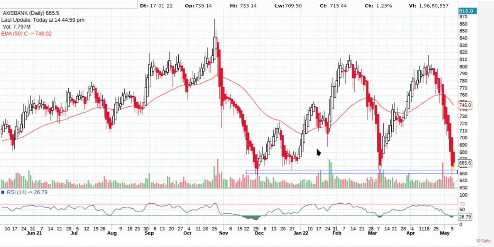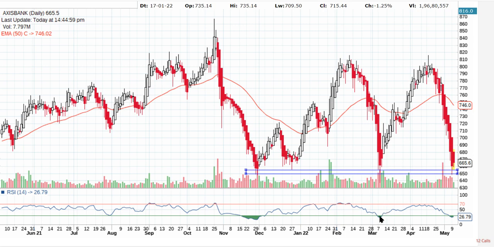The next one is Axis Bank. Axis Bank we looked at one more time around a week before when it was trading around 690 rupees, and at that time also I told that it may hit this price band of around 650 rupees, and if it hits it and reverses from here, then it becomes an entry point.